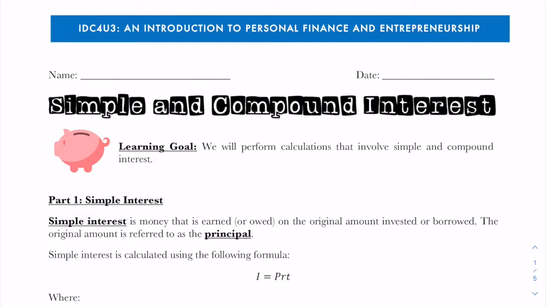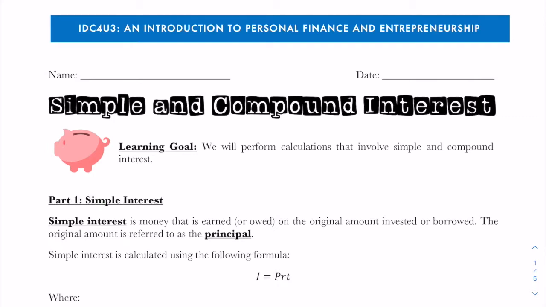In this lesson, we will learn about simple and compound interest. Let's begin with simple interest. By definition, this is money that is earned or owed on the original amount that was invested or borrowed. The original amount is always referred to as the principal. The simple interest formula is shown below.